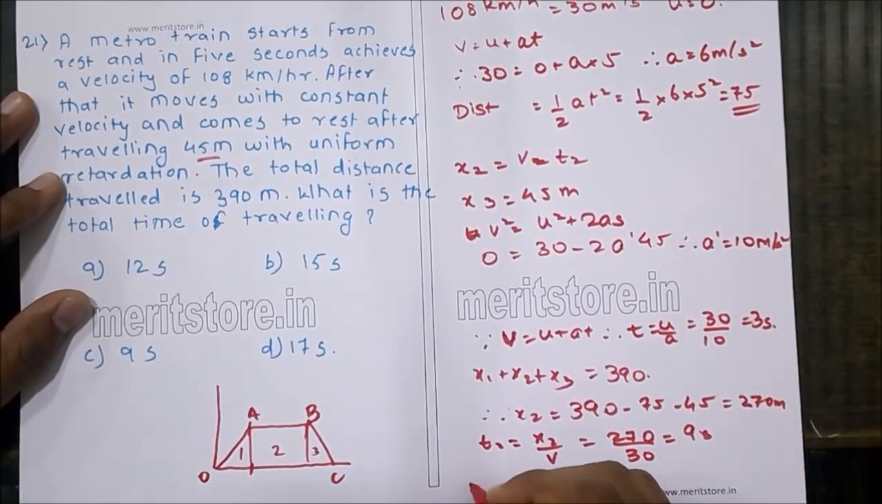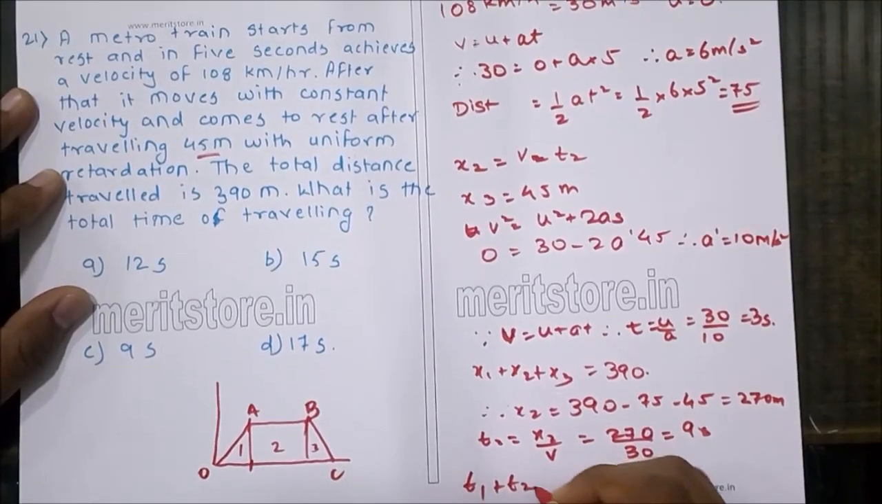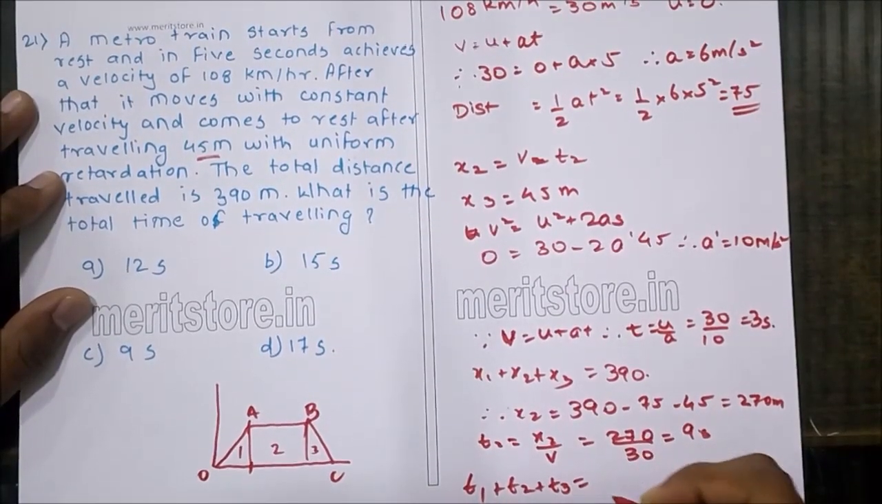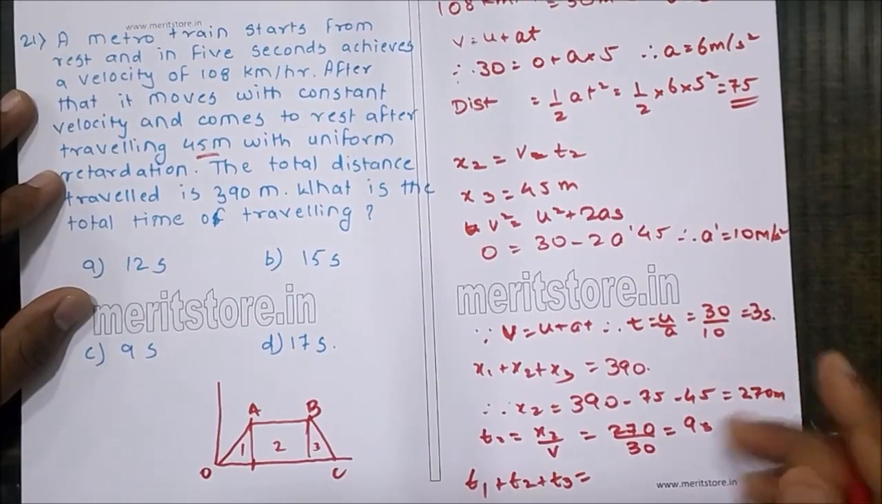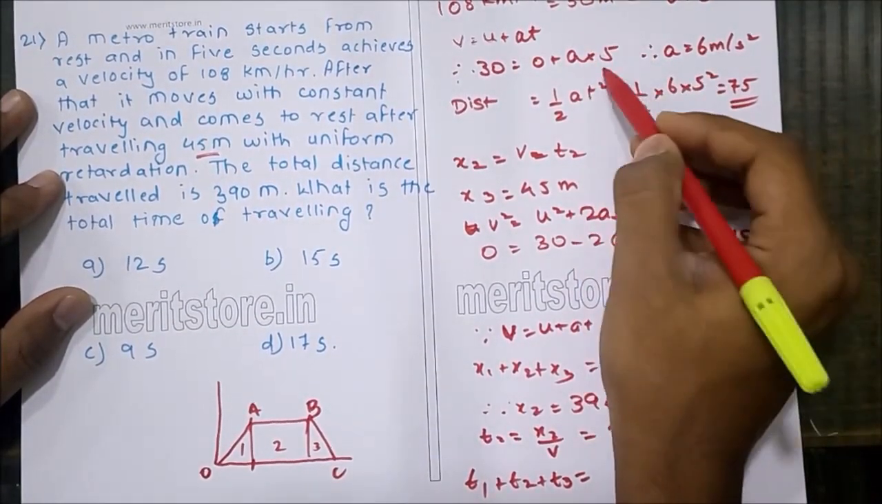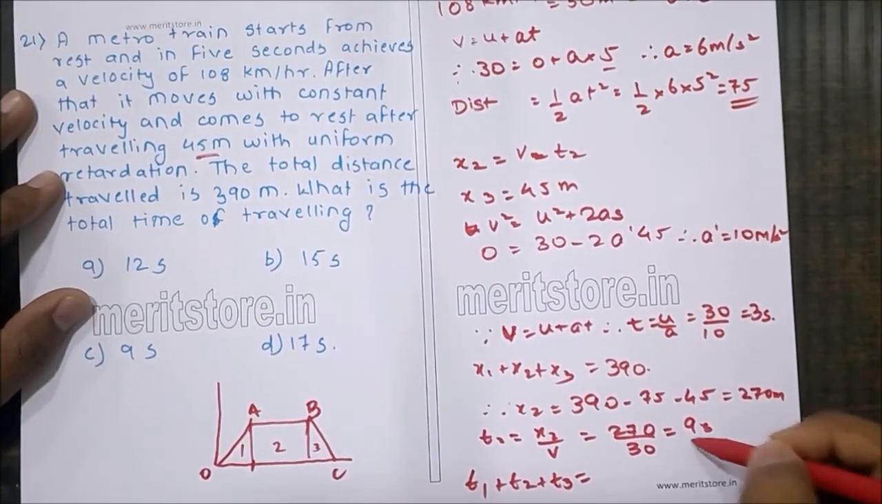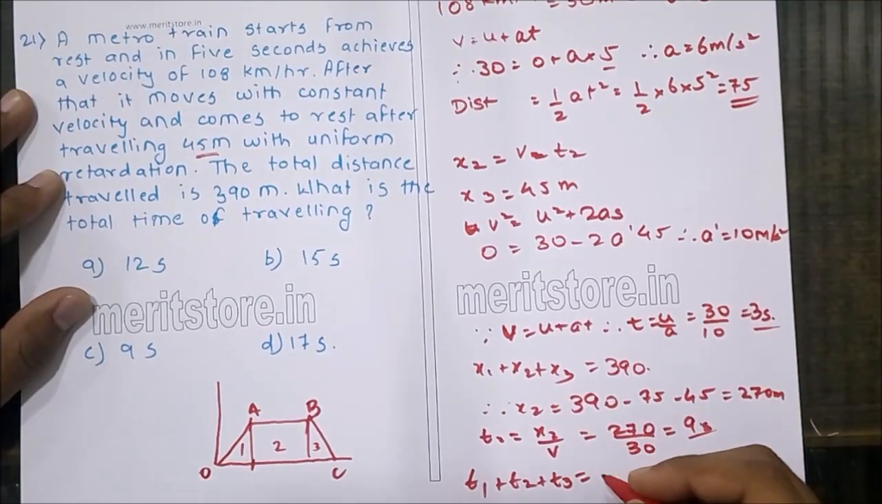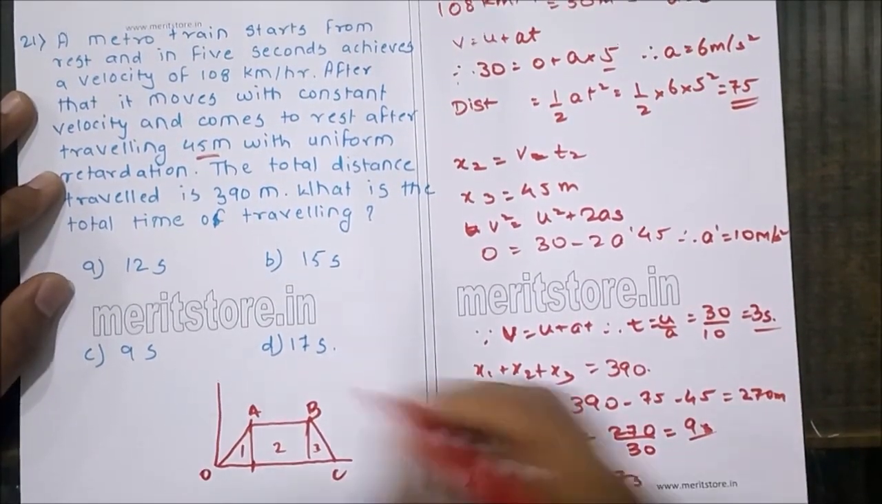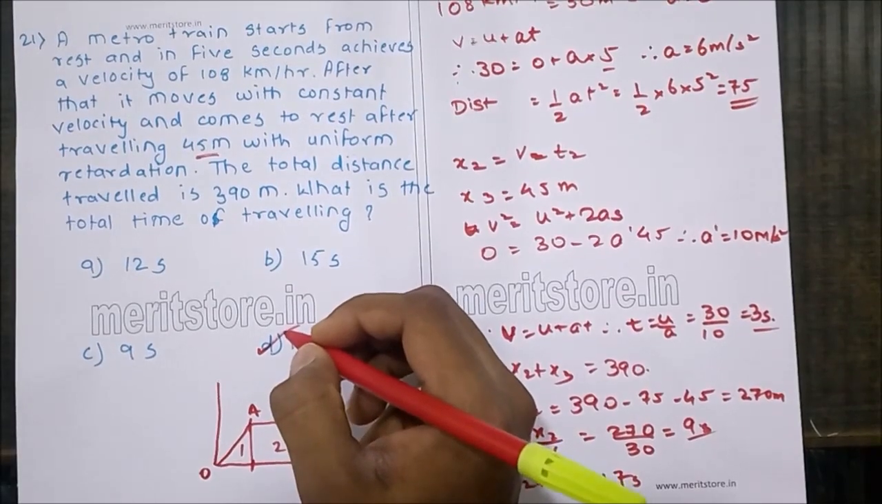And therefore total time t1 plus t2 plus t3 is equal to 5 seconds plus 9 seconds plus 3 seconds. 5 plus 9 plus 3, which is 17 seconds. Hence option D is the correct answer.